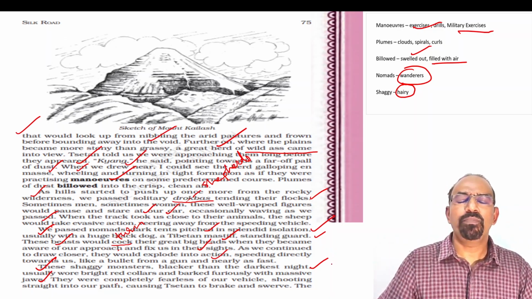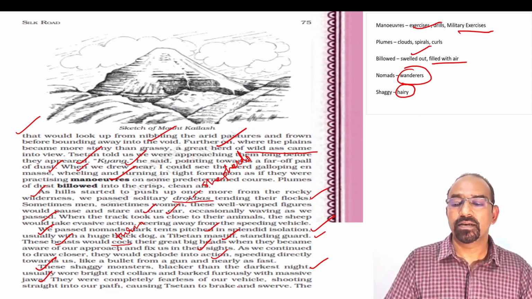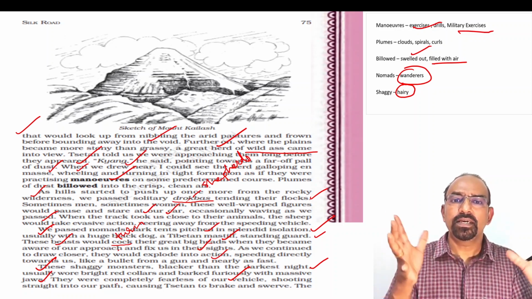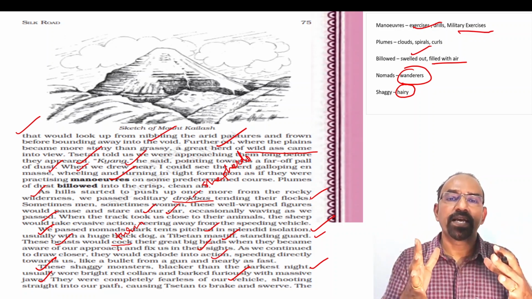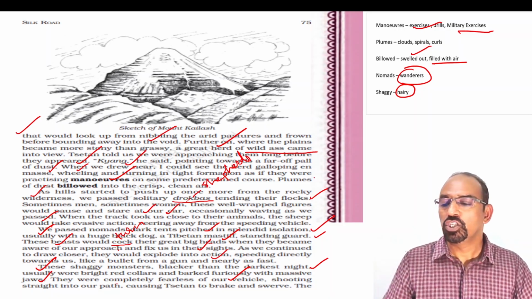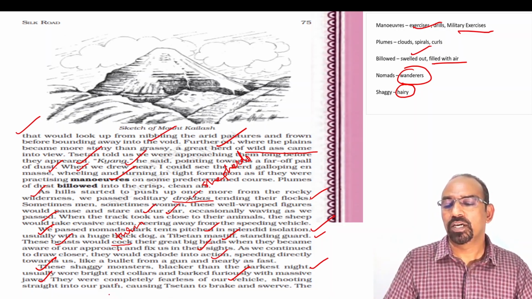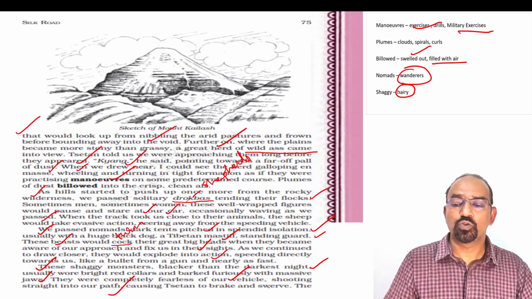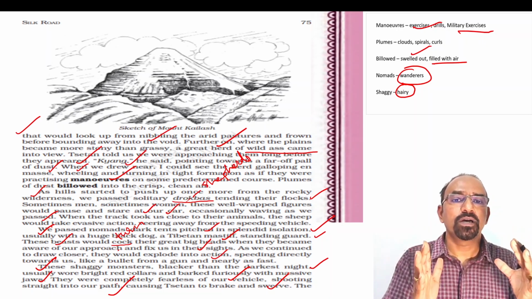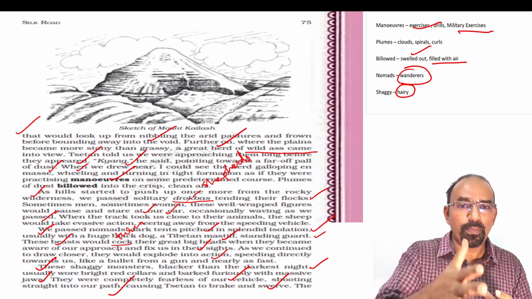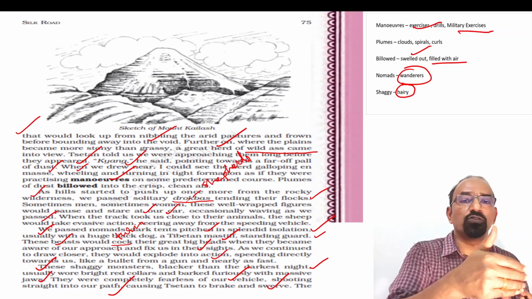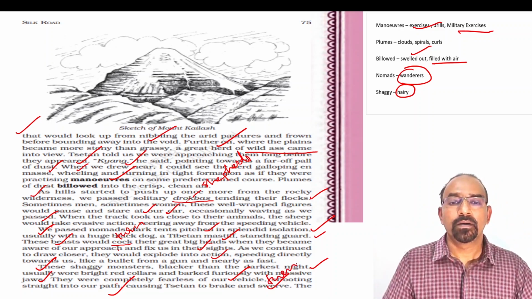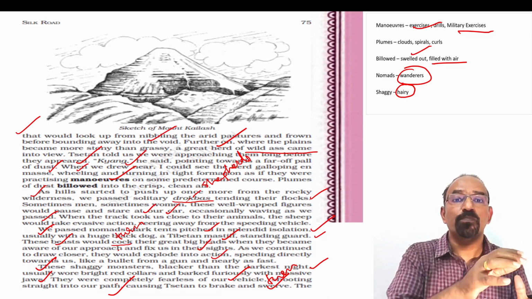They were completely fearless of our vehicle. These Mastiff dogs are completely fearless. They approached us barking, shooting straight into our path, causing Satan to brake and swerve. Several times, our driver Satan applied the brake and took a swerve. Took a swerve means took a turn to avoid hitting these Mastiff dogs.